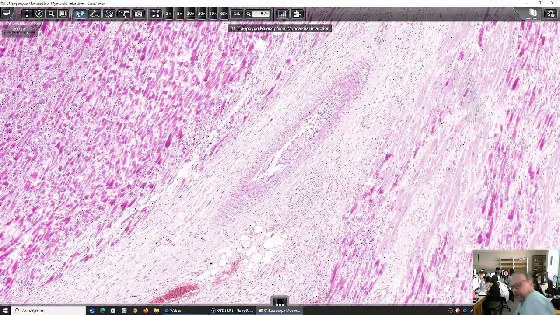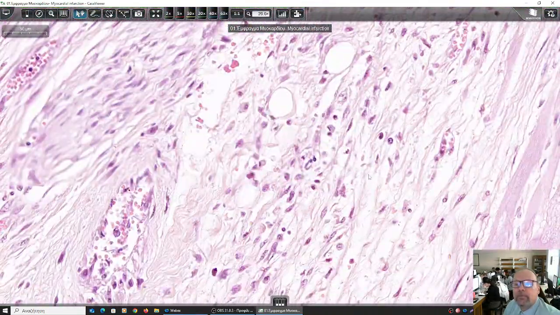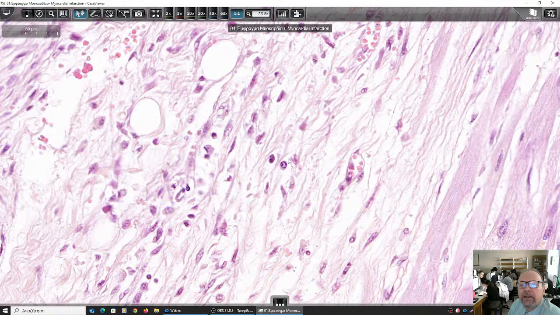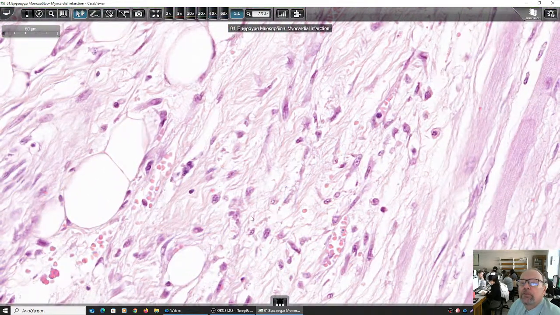Mainly lymphocytes. Yes, let's have a look and try to discriminate them from the fibroblasts. These are the fibroblasts. You see, they are spindle cells. Fibroblasts are spindle cells. And this is a mononuclear cell, this one. You see? So this is the scar.